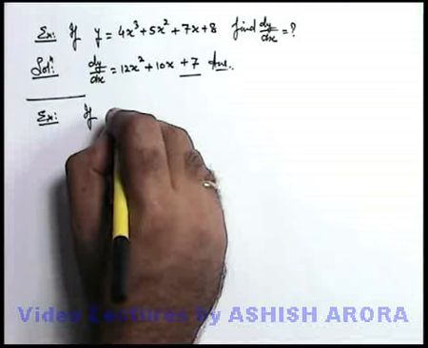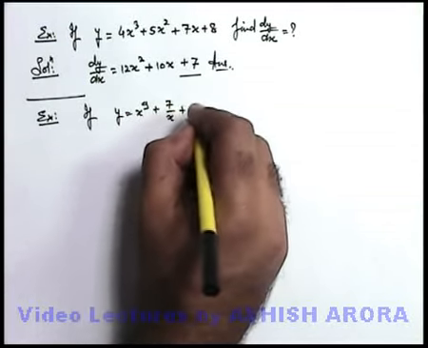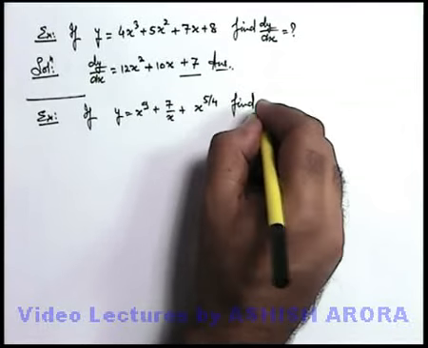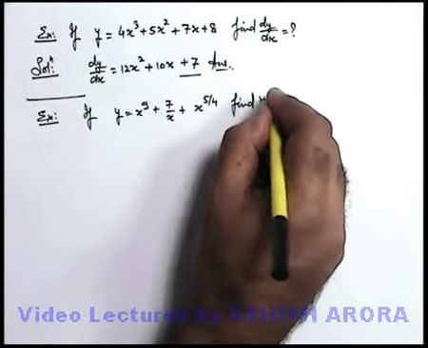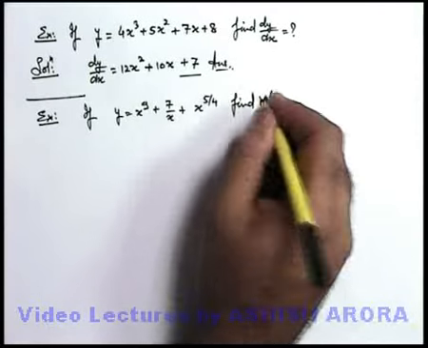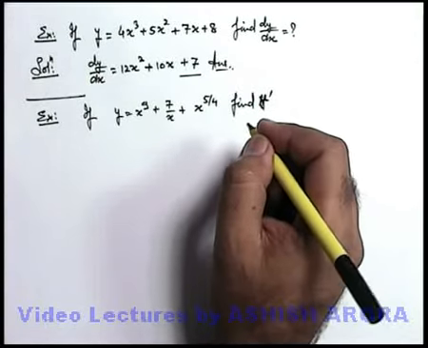Like if you are given y is equals to x to power 9 plus 7 by x plus x to power 5 by 4. Now also we are required to find dy by dx or y prime. Y prime is exactly the same thing as dy by dx. It is just a different way of notation, nothing else.